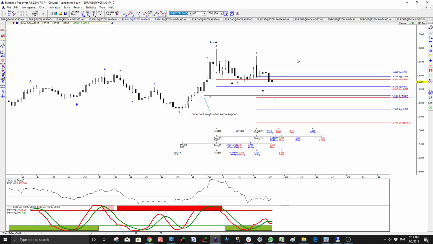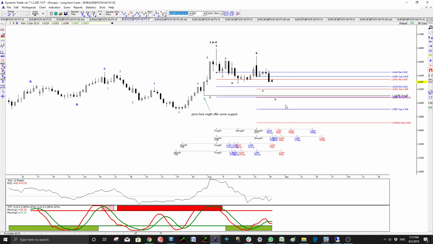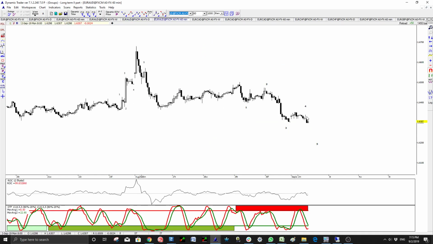We need the momentum to be correlated on all the time frames that we use, so on weekly, daily, and on 1 hour. Once we have everything set in place on the daily, we can go on 1 hour and find a better entry with a smaller risk. So I might see a 1, 2, 3, 4, and 5 developing. We already see a low here, so the market is already on its way towards the downside.